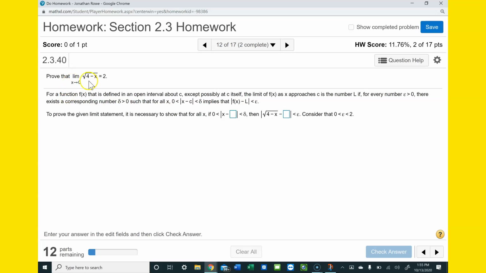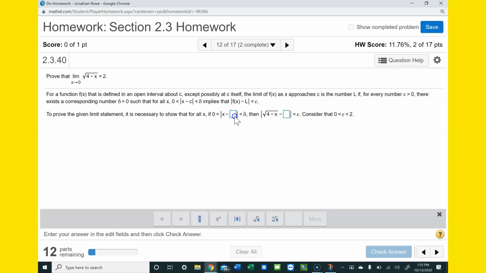Well, let's go through number 12 here. All right. To prove the given limit statement, it is necessary to show that for all x, if 0 is less than the absolute value of x minus something is less than delta. So it's just seeing if you are familiar enough with what we've talked about to fill in the right things. It's x minus c. In this case, the c is 0. So x minus 0. Then f of x minus what? f of x minus L. In this case, the L is 2.